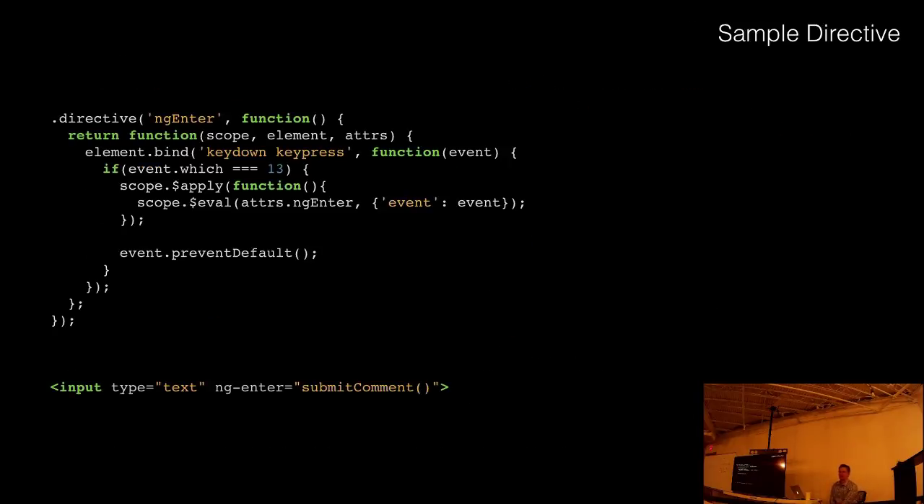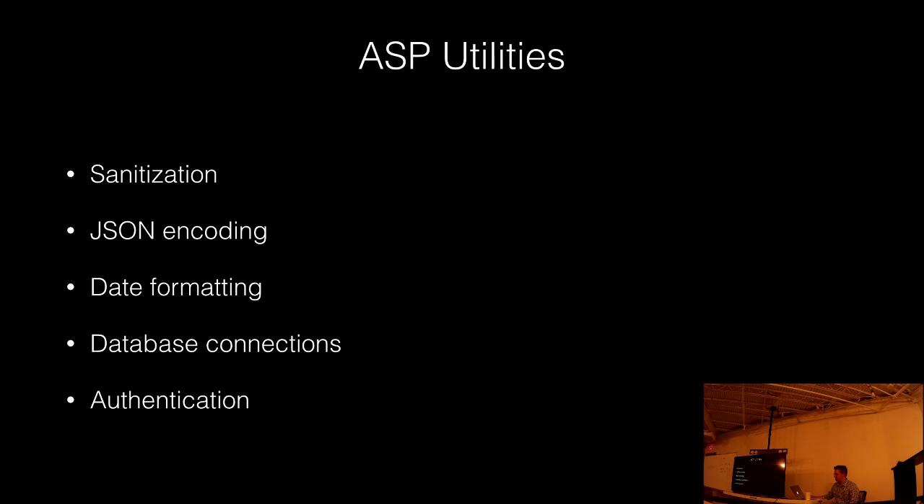Directives are basically ways of accessing DOM elements without making Angular blow up. At the very bottom here, you can see input type equals text and ng enter equals submit comment. So on that comments form, all you have to do is type it in and hit enter. And from there, you can tell Angular what you want it to do. This is just a simple example of how to do that. So some utilities that I made.